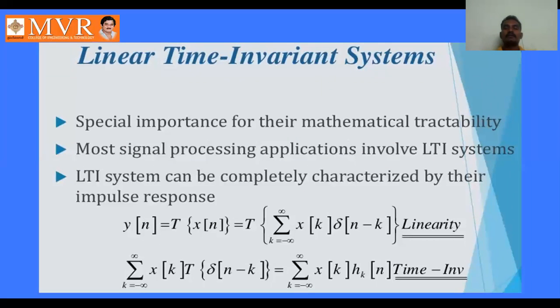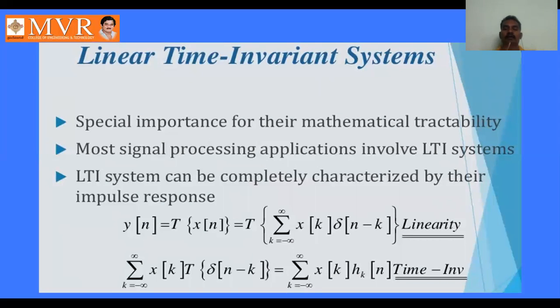Coming to the linear time invariant systems, these are of special importance for their mathematical tractability. Most signal processing applications involve linear time invariant systems only. LTI systems can be completely characterized by their impulse response, which is represented mathematically as y of n equal to transformation of x of n, that is, transformation of sigma k equal to minus infinity to infinity x of k into delta of n minus k.